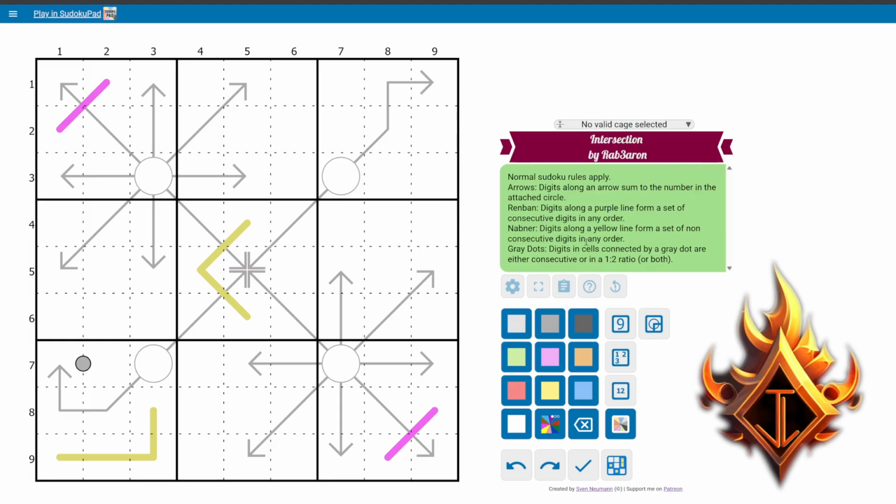Gray dots are digits in cells connected by a gray dot that are either consecutive or in a 1 to 2 ratio, or both. So these could indeed be a 1-2, for example, which is why the "or both" is there, as it would be both consecutive and in a 2 to 1 ratio. What is this little plus sign? Oh, that's an arrow. Okay, those are all where the arrows meet. Gotcha.